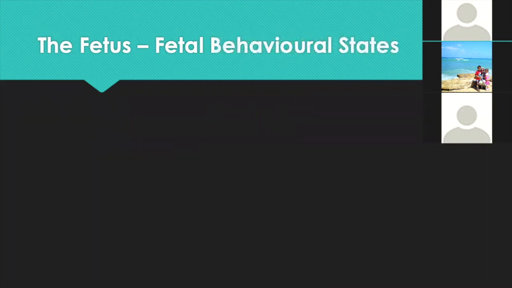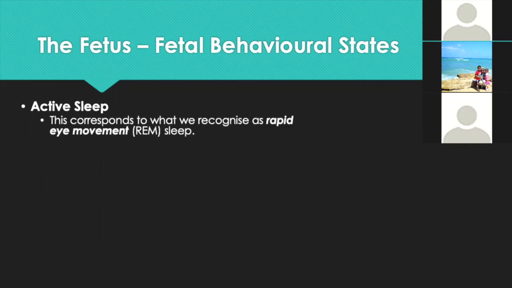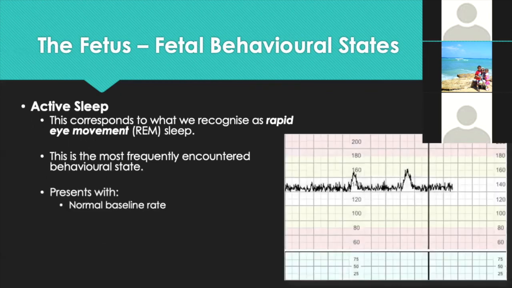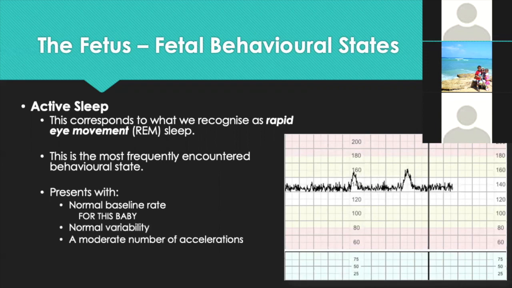We always like talking about fetal behavioral states. So just a brief description of what behavioral states look like. The 3 behavioral states that we always talk about. One is active sleep, which is the most common. This is what the normal textbook actually describes as the awake baby. So it's the baby that has normal baseline rate, normal variability. Remember, when you talk about baseline rate, it's always for this baby, okay? And there's a moderate amount of accelerations. So there are some accelerations happening. Baby can still move. It's the REM sleep for the baby, okay?